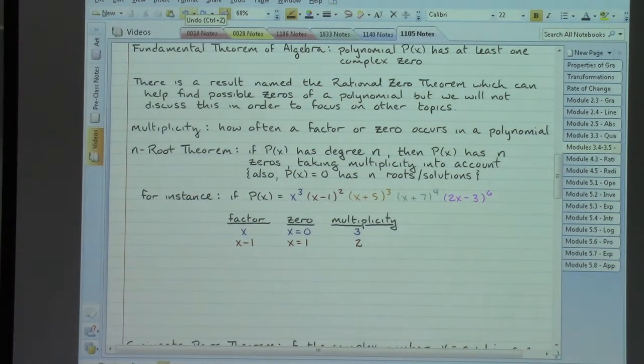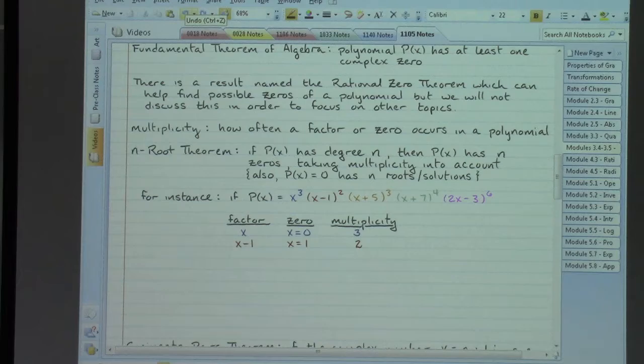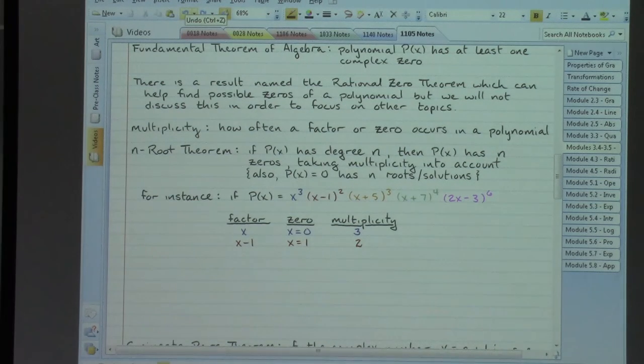And we can keep going through that collection of factors, taking note of all of those same kinds of things. So our next factor is x plus 5. Set that equal to 0. Solve for x. x is equal to negative 5. And what is the power attached to the factor x plus 5? That's a power of 3. So the multiplicity is 3. And so on, and so on. And then one more. Set equal to 0, solve for x. What's the power?